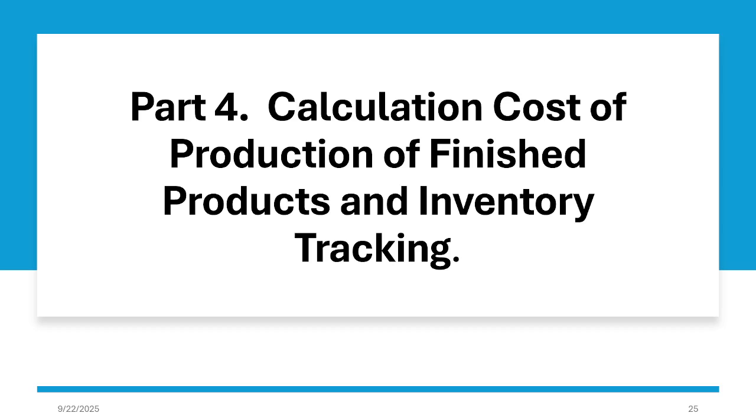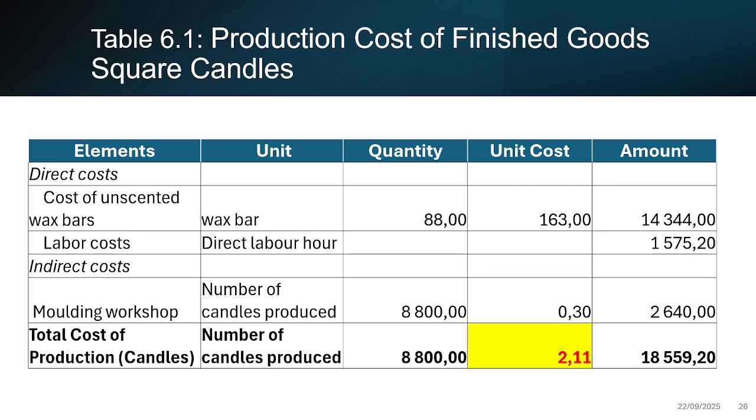That brings us to part 4. Here we calculate the production cost of the finished goods, the final square and round candles, and update their inventory accounts. So, this table calculates the total and the per unit cost of producing the square candle.